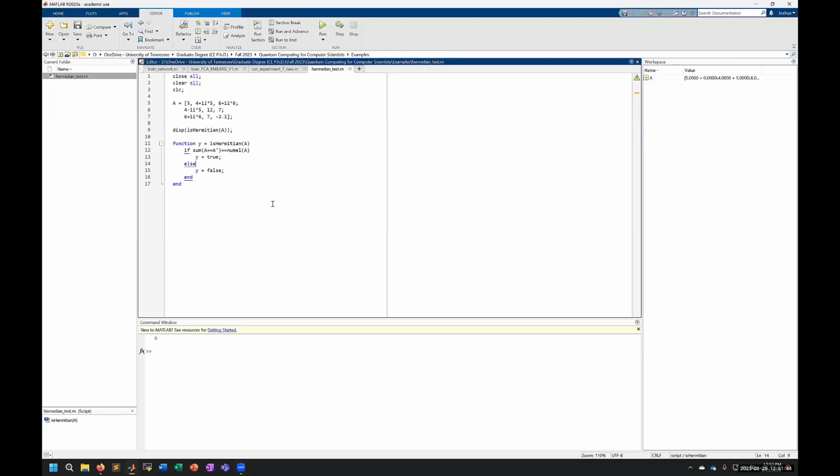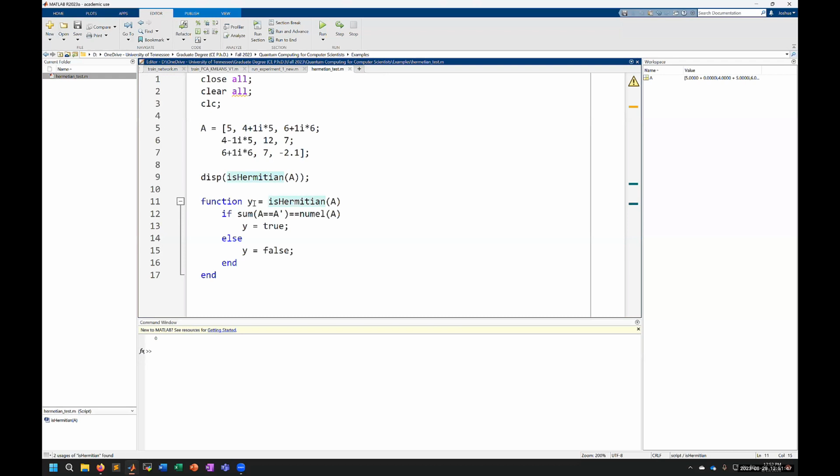Sure, I'll bite. I didn't write it in Python, but I did get it in MATLAB. Sure, no problem, MATLAB also works. So essentially I have a function. It's a Boolean function with a true or false output where if the sum of elements in A equaling A transpose is equal to the total number of elements in A, then I return true, and if they're not equal, then I return false.